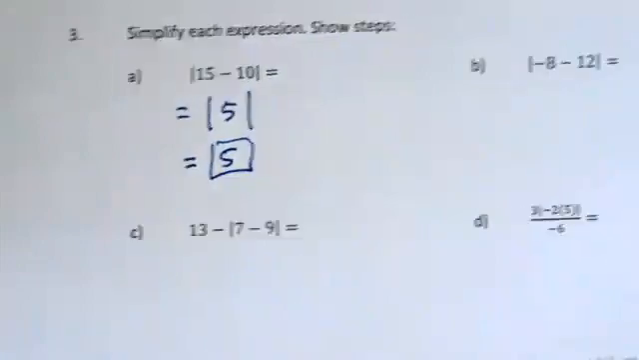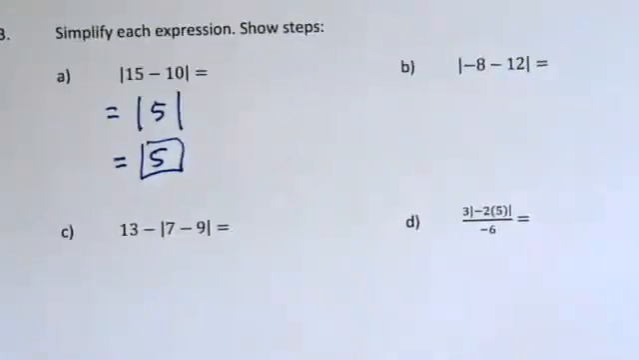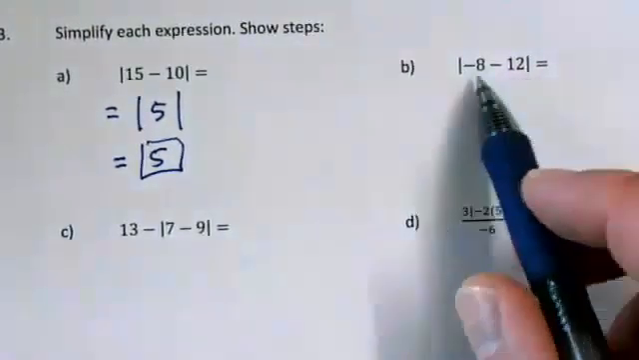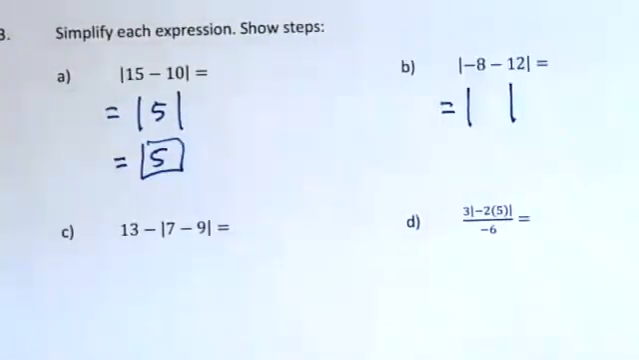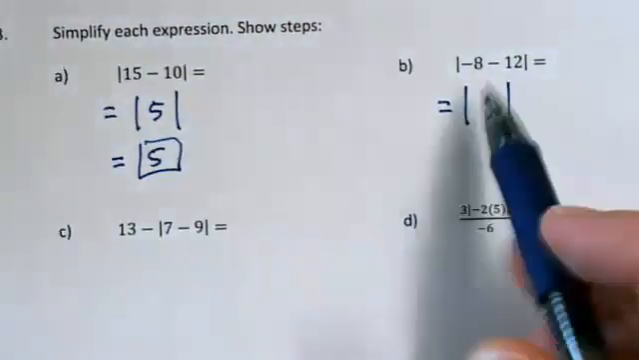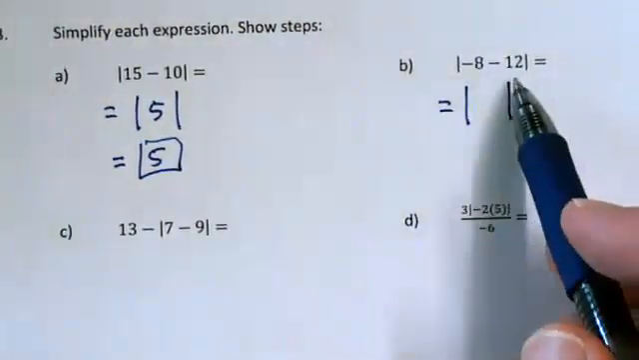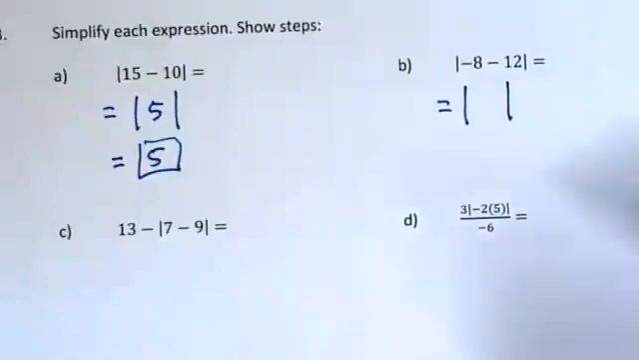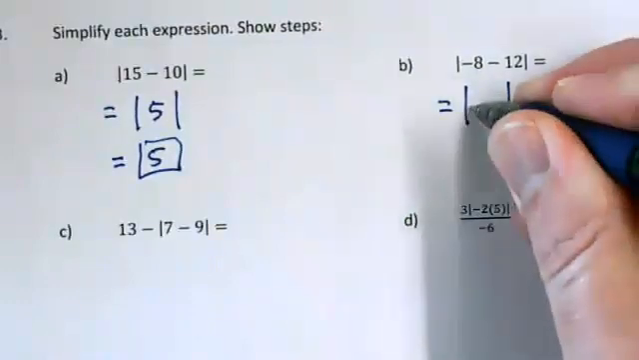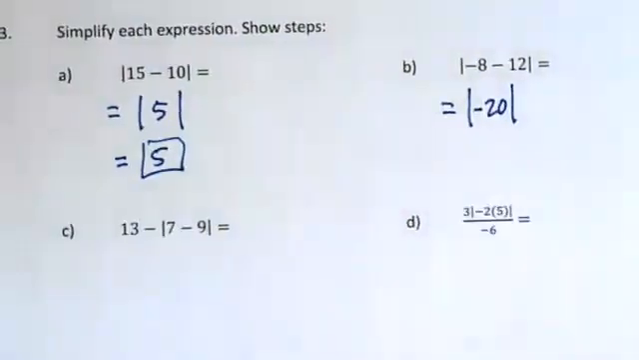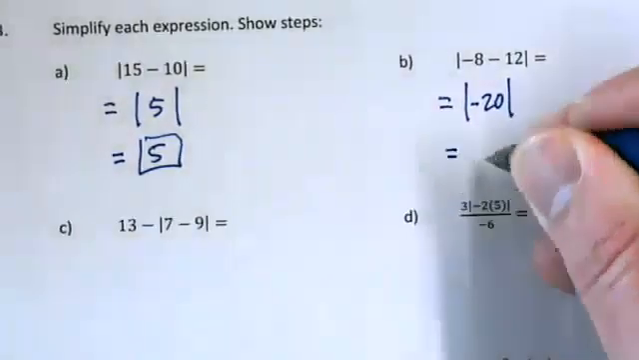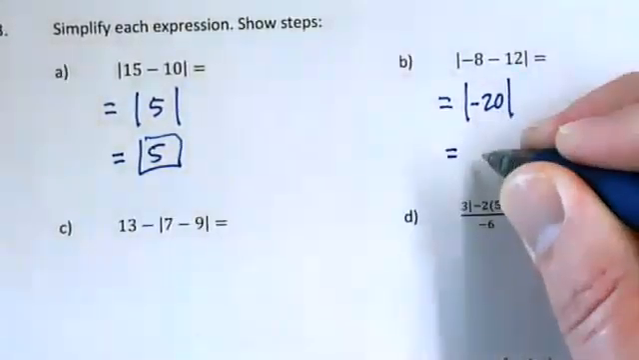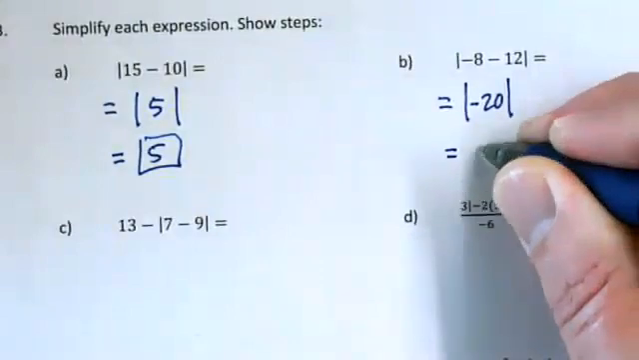Let's try part B. So same idea, we've got some stuff going on inside the absolute value. We'll do that first, and then we'll take the absolute value in our last step. So I need to think about -8 minus 12. So if I go down 8 and then go down another 12, I've gone down a whole bunch. I've gone down 20 altogether. So -8 minus 12 is -20. And then once we get it down to that single value inside the absolute value, we'll go ahead and take the absolute value, which is going to give us 20.